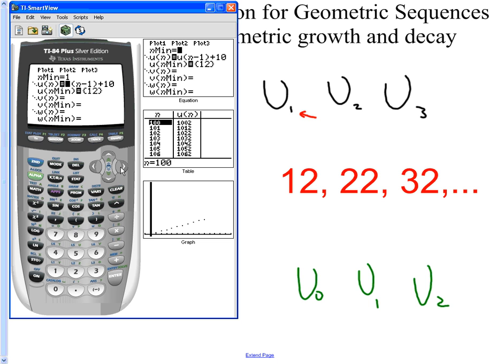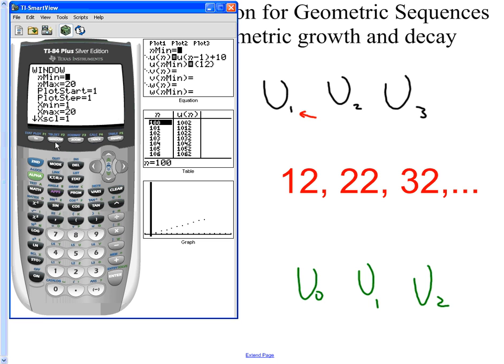So get out of that by going second quit, and then I go back to this, and I'd like you to graph this one. Now, if yours is like mine, it's not going to look really pretty. It depends on what your window settings are. So I want to take a little time today to make sure you're good at this part.